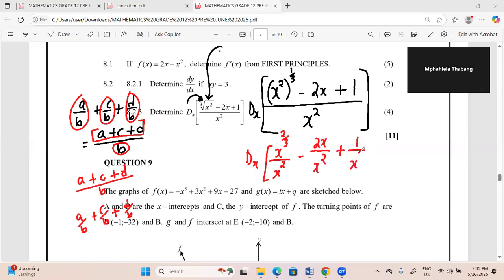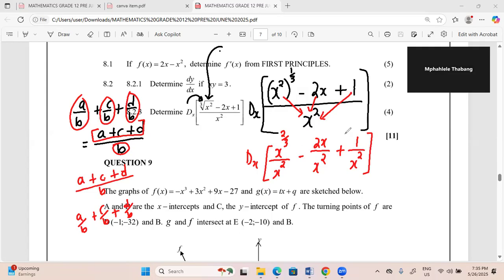So every term is divided by this x squared. We divide this one by x squared, we divide this one by x squared, we divide this one by x squared. All these terms of the numerator were sharing this x squared.